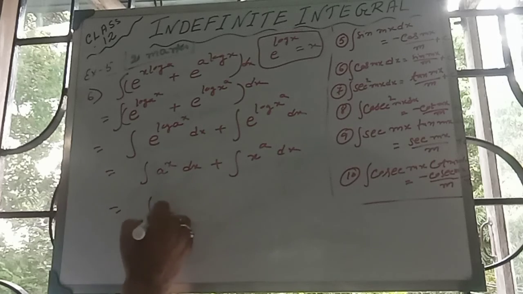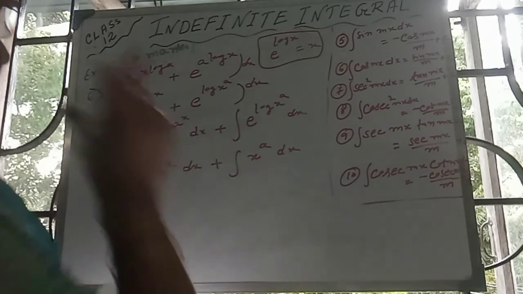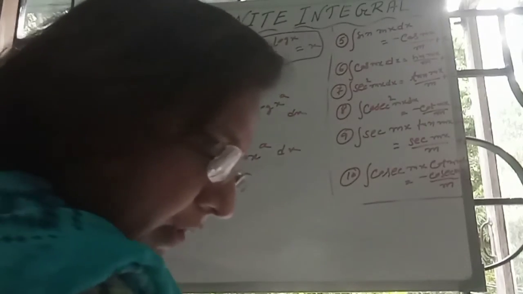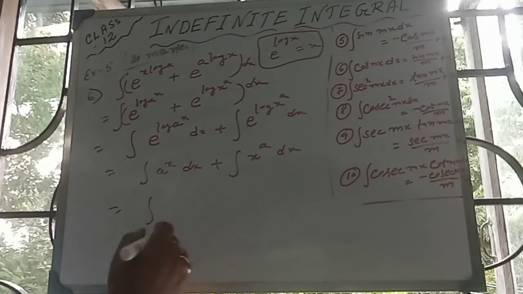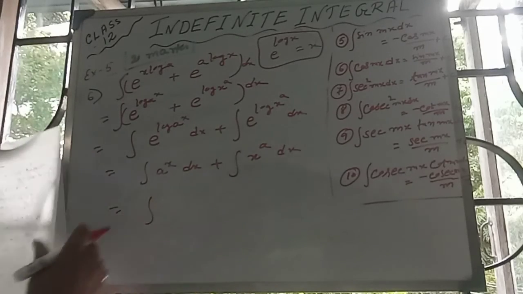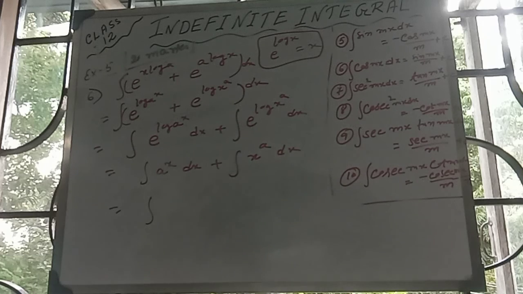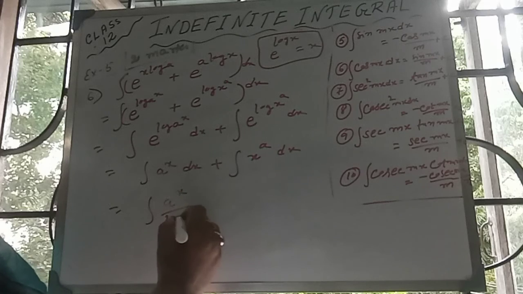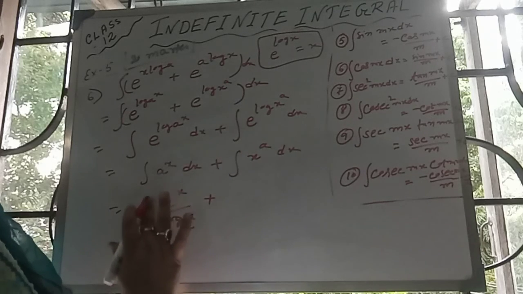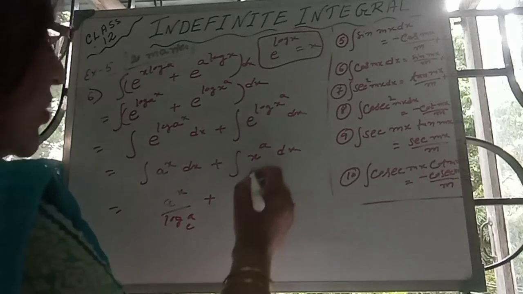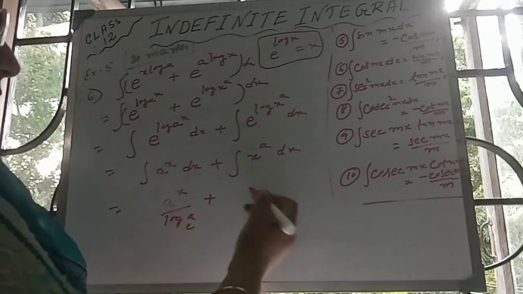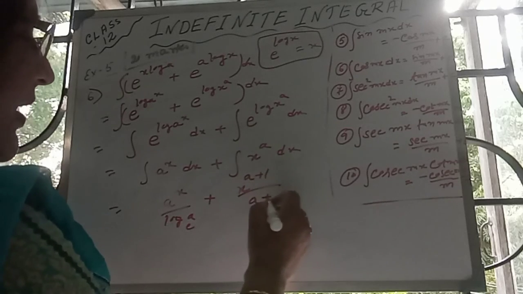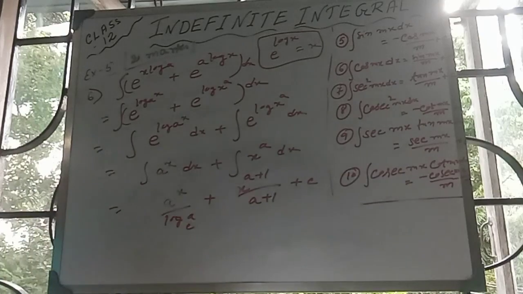Already we know integral a to the power x dx means a to the power x by log a to the base e, plus directly I am writing x to the power a: x to the power n means x to the power n plus 1 by n plus 1, so directly write x to the power a plus 1 by a plus 1, plus c.